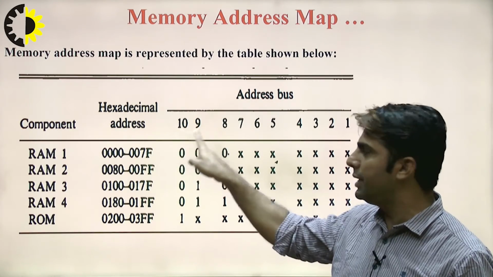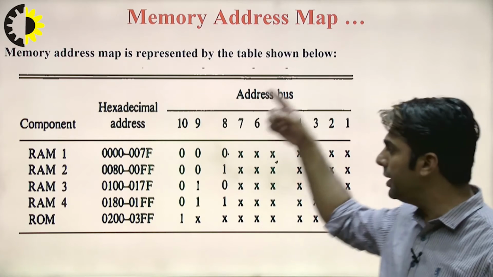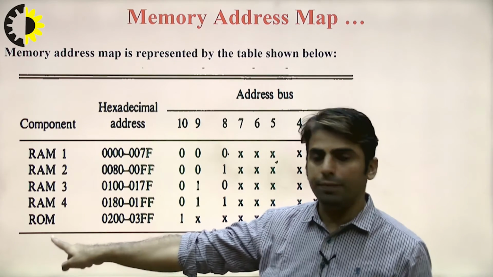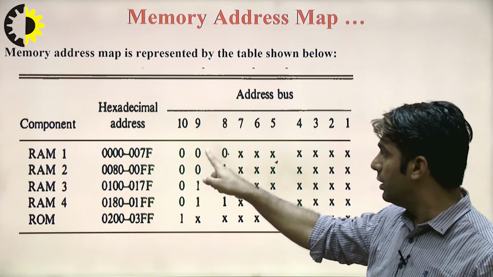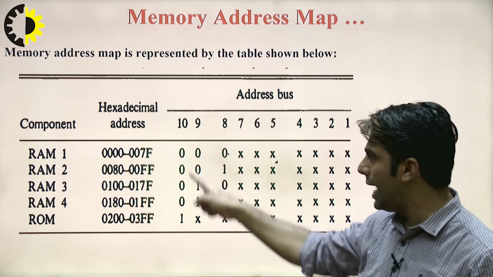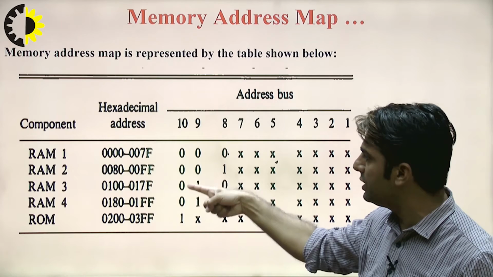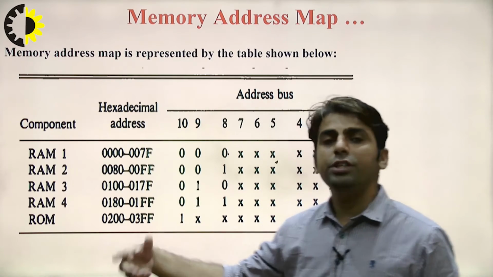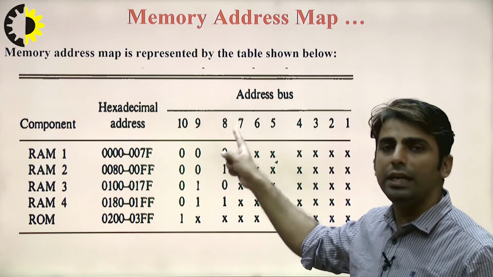The bit number 10, or line number 10, when it is equal to 1, the ROM will be selected. When the line number 10 has 0, and these are all 0, 0, 0, 0, 0, RAM is selected. Now which RAM is selected? Who will decide that? These lines, number 8 and number 9.